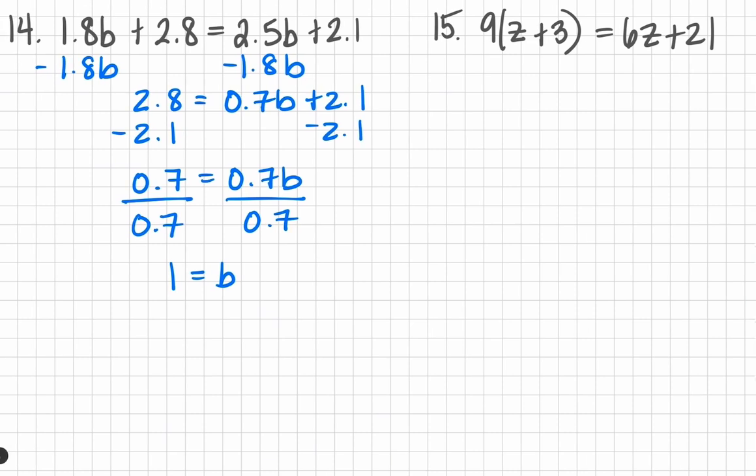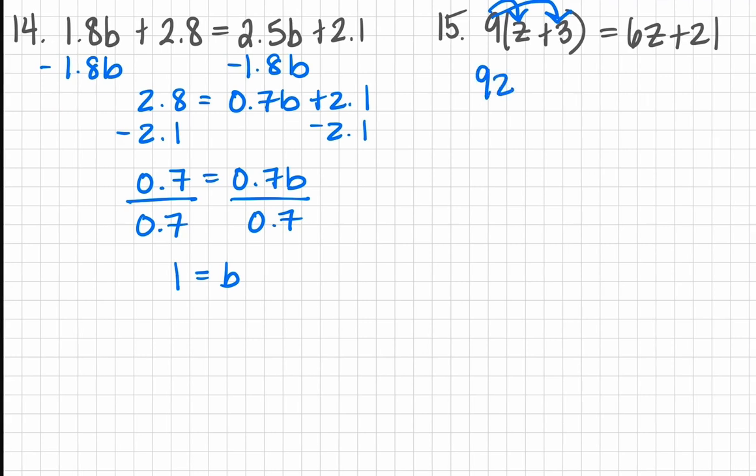And then for the last one, we have variables on both sides, z and z, but we need to simplify because there's some parentheses involved. So I'm going to distribute here and here. 9z is what I get for the first term, and then plus 27 for the second is equal to 6z plus 21.